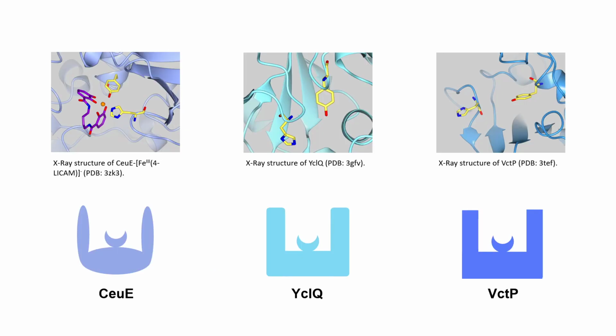The crystal structures of other periplasmic binding proteins also contain histidine and tyrosine residues in similar places, suggesting their role in binding is crucial, and hence why they are conserved across each of these structures.